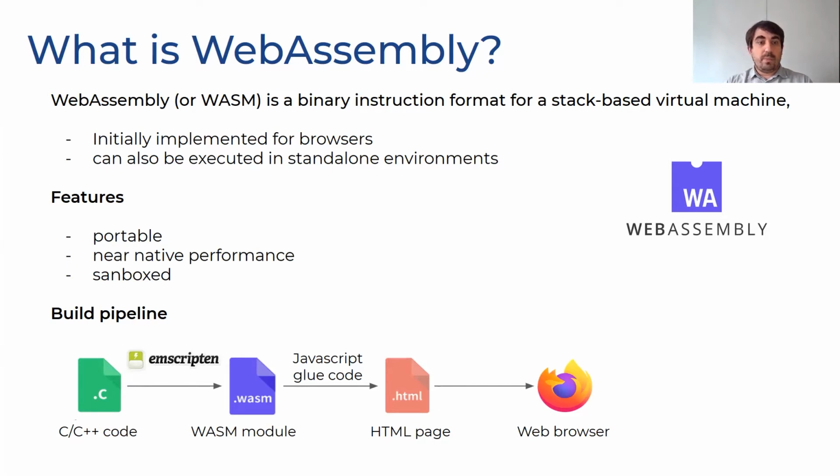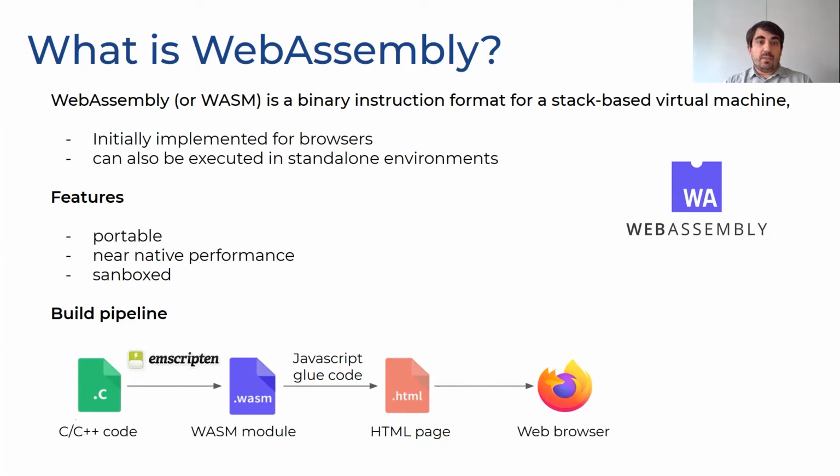So a typical build pipeline for WebAssembly is as follows. We take some C++ files, we compile them using the Emscripten toolchain. This produces WebAssembly modules. And then we add some JavaScript glue code to load those modules on an HTML page. And then finally, we can render them in a browser.